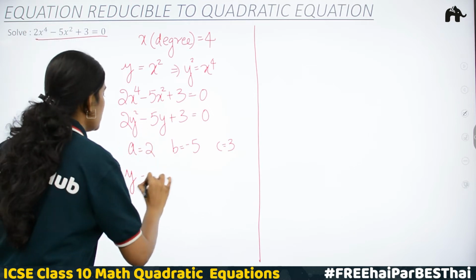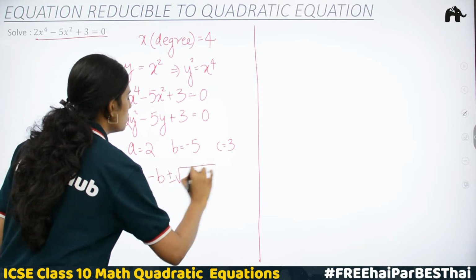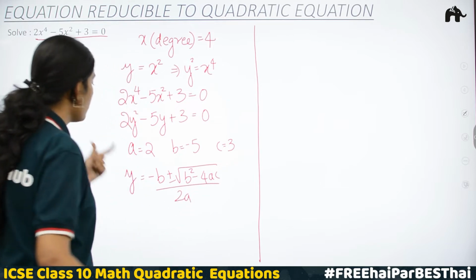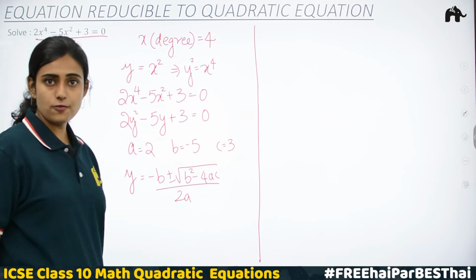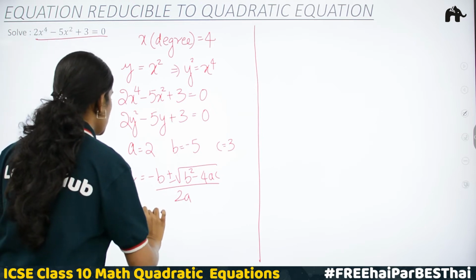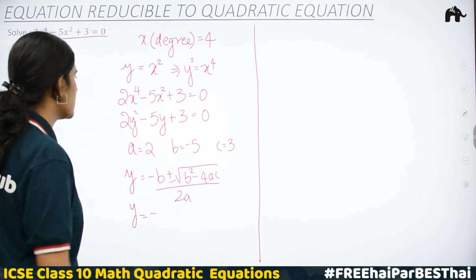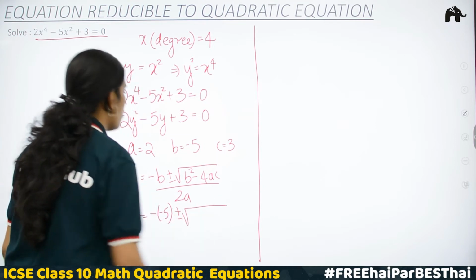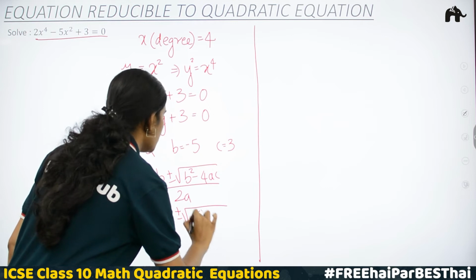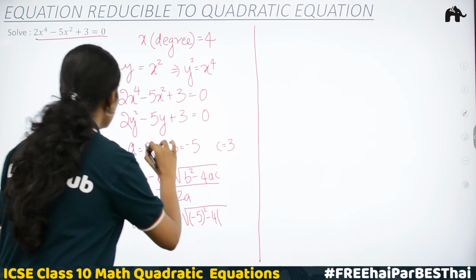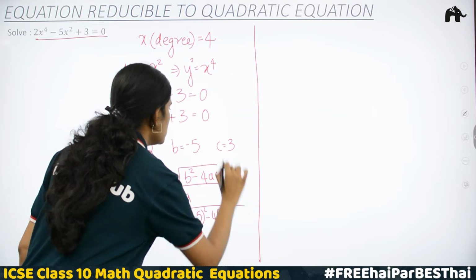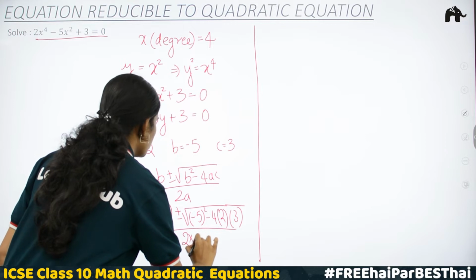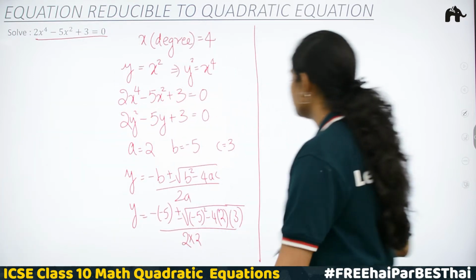Okay? Y is equal to minus b plus or minus root of b square minus 4ac divided by 2a. After finding y, we can find the value of x. Substitute a, b, c. Y is equal to minus, b is equal to minus 5, plus or minus root of b square, which is minus 5 whole square, minus 4 into a is equal to 2 and c is equal to 3, divided by 2 into 2. A is equal to 2.